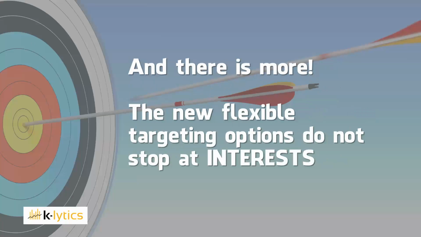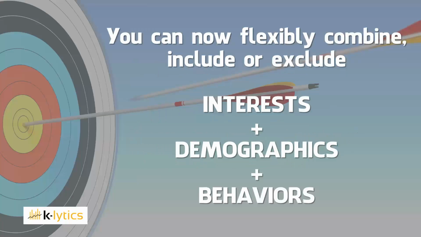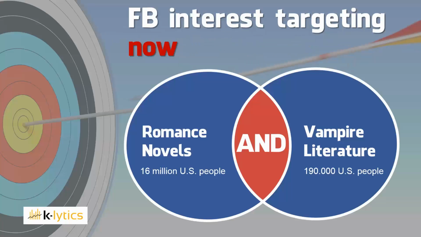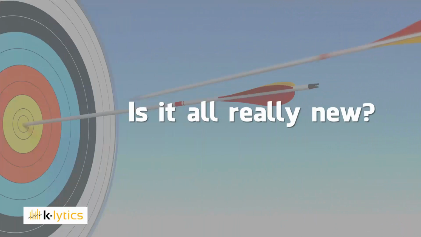And there is more. The new flexible targeting options do not stop at interests. In fact, you can now flexibly combine, include or exclude specific interests, demographics, and behaviors. So for example, behaviors will give you the possibility even to target audiences that have a certain device usage, which means you can target people who actually have or are highly likely to have a Kindle device. Combine that with demographics, location, age, gender, language, you can see how powerful this combination targeting in custom audiences can be.